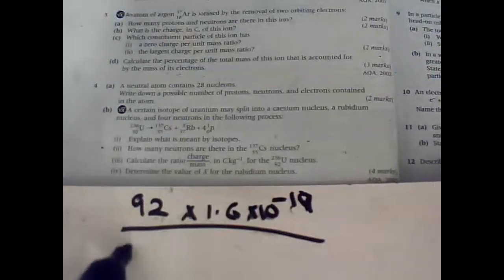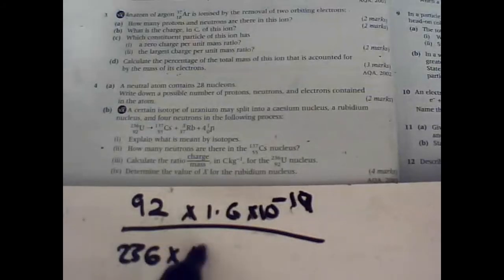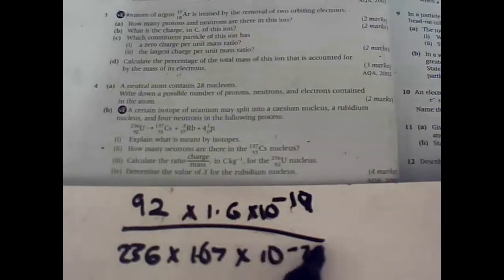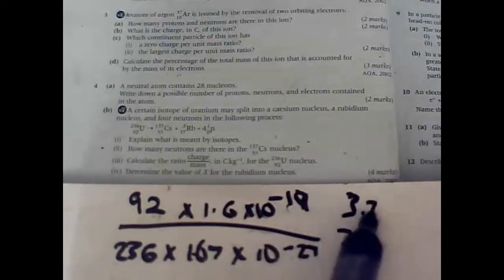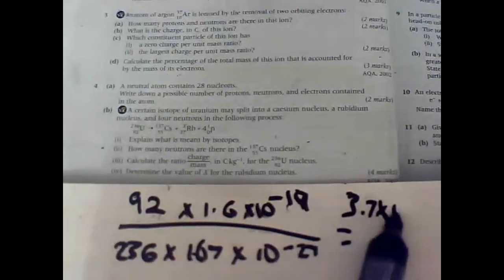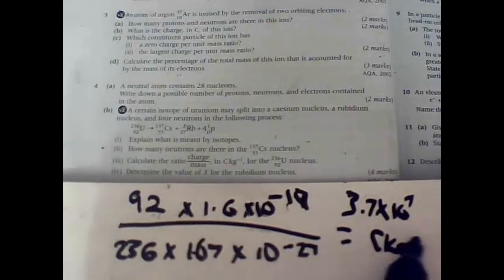Part III, calculate the charge to mass ratio in coulombs per kilogram for the uranium-236-92 nucleus. Okay, charge per unit mass. So what we're going to do for that calculation is do the charge. So that is going to be 92 multiplied by 1.6 times 10 to the minus 19. That is the charge on all the protons over there. Divide that all by the total mass, which is 236 multiplied by 1.67 times 10 to the minus 27 kilograms, and that should give us an answer which is 3.7 times 10 to the power of 7, and that's coulombs per kilogram.